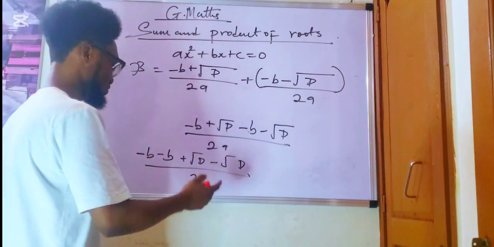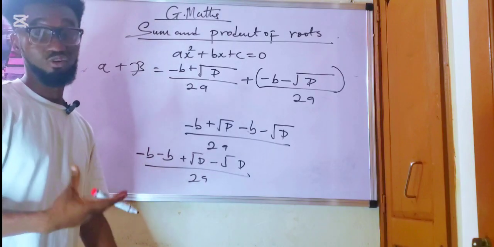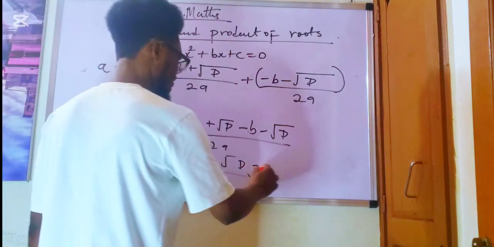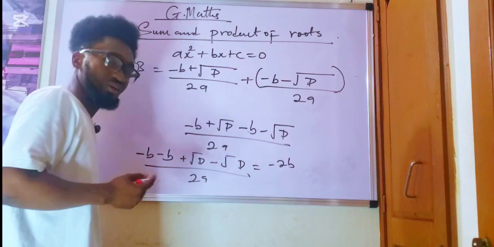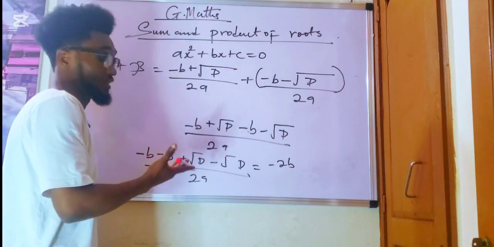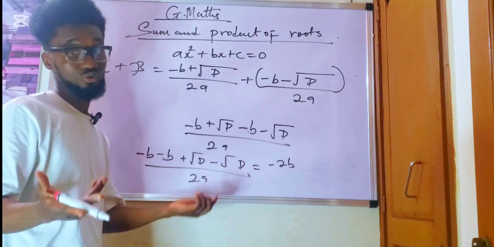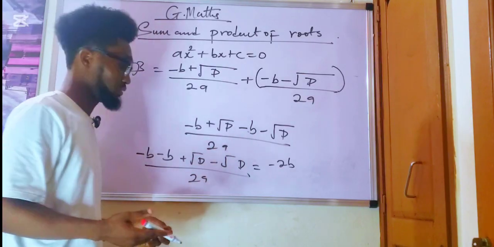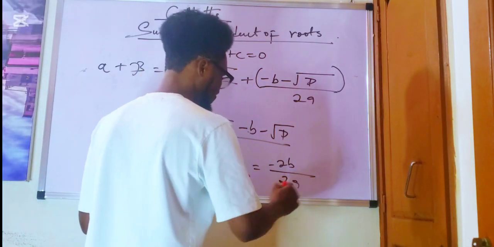All right, so let's proceed. At this point, minus b and minus b will give you minus 2b, of course. Then square root of d minus square root of d is 0, because it's just like saying 2 minus 2 is 0. So we don't have square root of d right now. So divided by the denominator part, we have 2a.